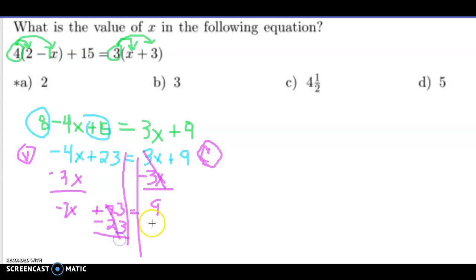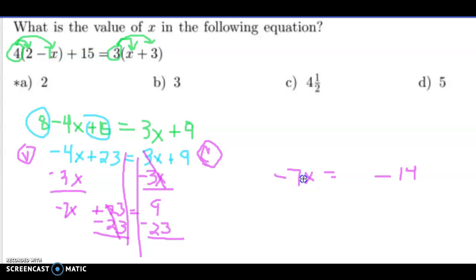Use a calculator. I have more negatives than positives, so my answer is negative. I'm bringing it over here just because it's easier. I have more space. And 9 minus 23, well, how many more negatives do I have than positives? 14.